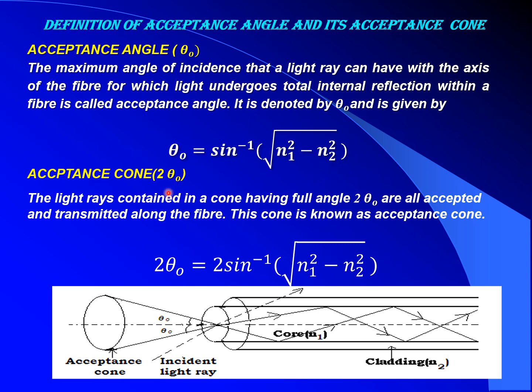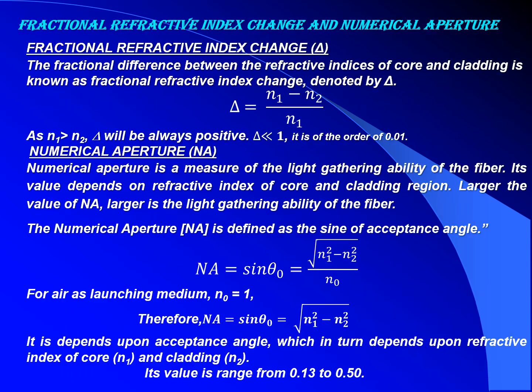What is acceptance cone? The light rays contained within this cone, having full angle 2 theta naught with the axis, are all accepted and transmitted along the fiber. So this cone is known as the acceptance cone. So 2 theta naught is equal to twice sin inverse of square root of n1 square minus n2 square. Then, what is fractional refractive index change? The fractional difference between the refractive indices of core and cladding is known as fractional refractive index change. It is denoted by delta. So delta is equal to n1 minus n2 upon n1.